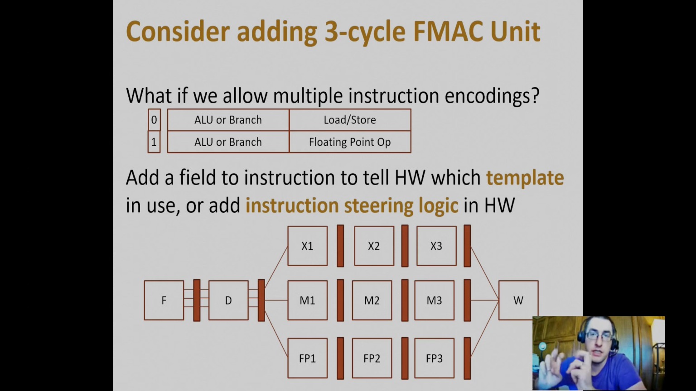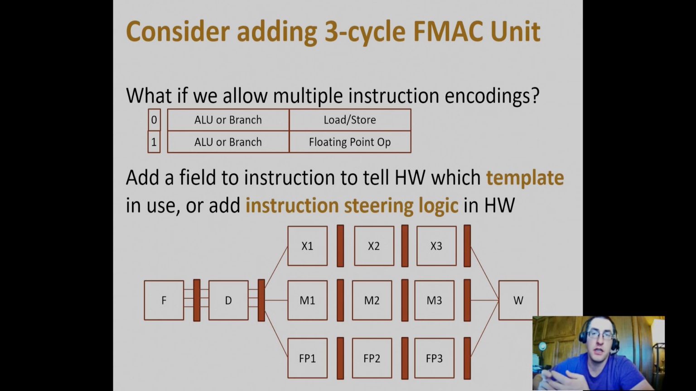So maybe we have a traditional ALU branch and load store packet, and then we have another ALU branch and floating point operation packet. In this case, if we have just 2, then we can use a single bit to discriminate between them. And then we can add some hardware in our decode stage, or between our decode stage and the first stage of our pipeline, really, to do what's called instruction steering, which is to direct each individual instruction to the pipeline that it should go down, and to insert a no-op into the unused pipeline.